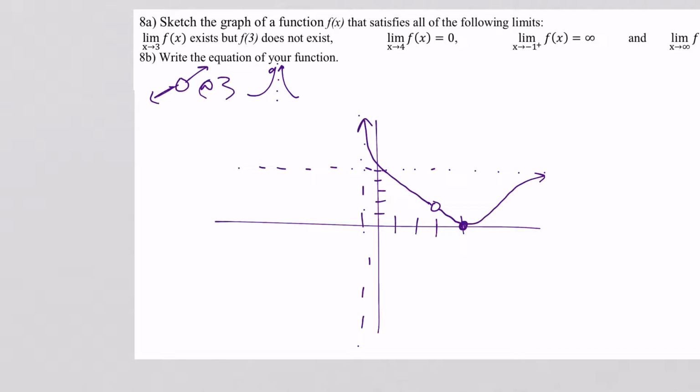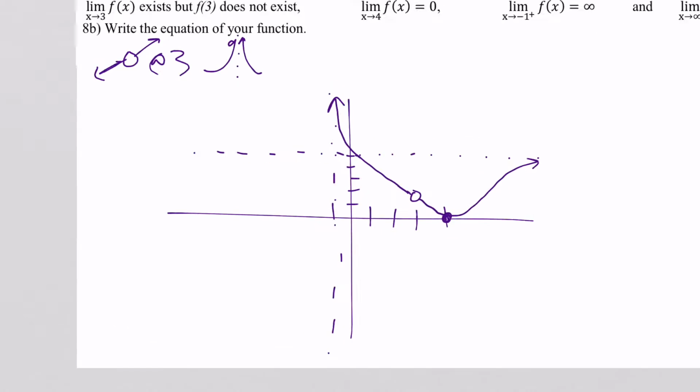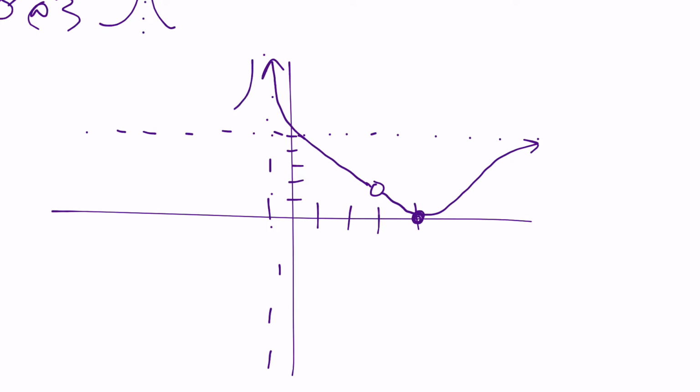Well, have we satisfied everything? Let's see. Does f of 3 exist? No, because there's a hole there. Does the limit exist? Yes, because there's a hole there. As x approaches 4, is the limit 0? Yes, because we have an x-intercept. It bounces. That's totally fine. And as we approach -1 from the right, are we at infinity? Yes, we are. So to finish this off, maybe our branch just goes like that.